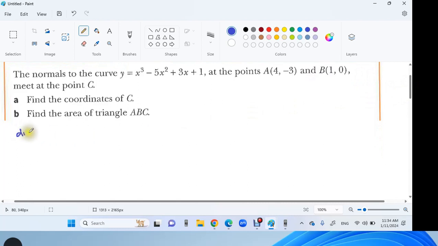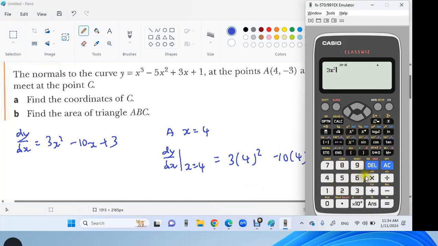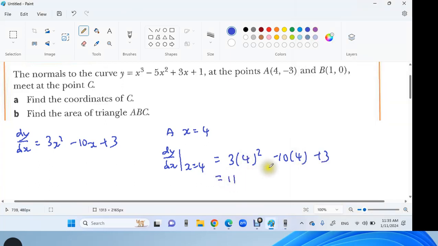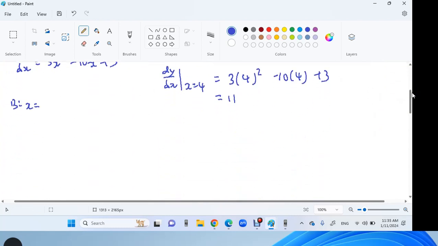Okay, so the dy/dx for this case is 3x squared minus 10x plus 3. At A, x equals 4. So the dy/dx when x equals 4 is 3(4 squared) minus 10(4) plus 3. Okay, so we have 3x squared minus 10x plus 3, and then we substitute 4, then we have 11. So at B, the x is equal to 1.